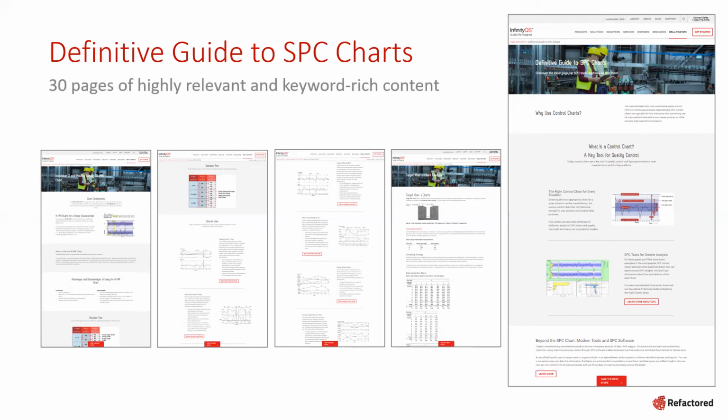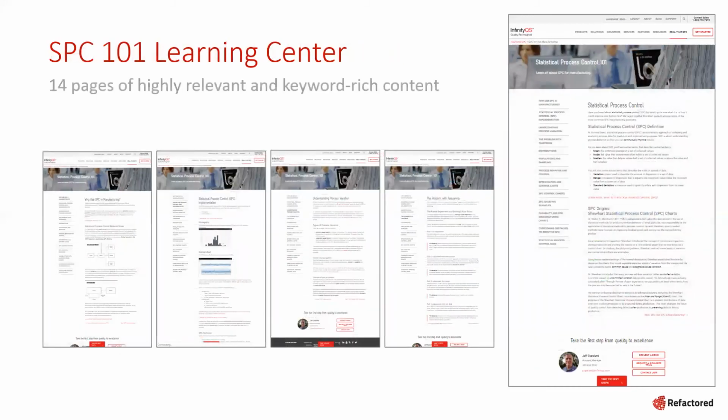So think about taking a couple 100-page book. We boiled down the real essence of that book into about 30 pages of highly relevant and keyword-rich content. The next one was an SPC 101 Learning Center. This was 14 pages of super relevant information, but it's really the 101. It's why you need it, how it works, what the different processes and controls are, what the charts are that are used, what some examples are, all those things that help ground that user.